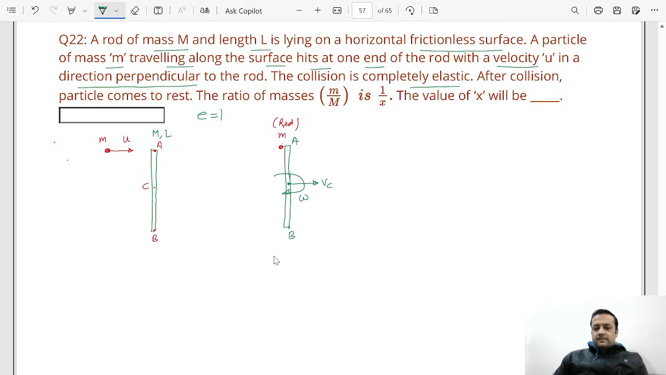Now see, there are three principles, as we have to find the ratio of the masses. There are three laws of physics that will be used. One is momentum conservation, as there is no external force on the system.